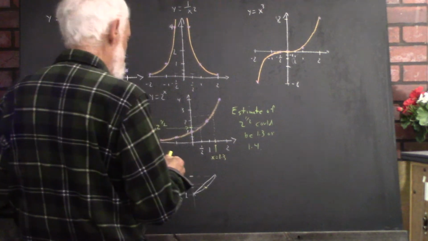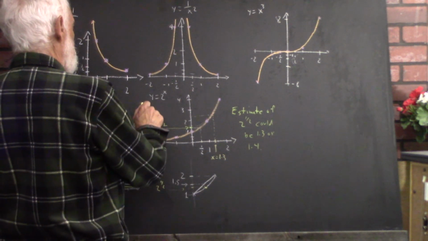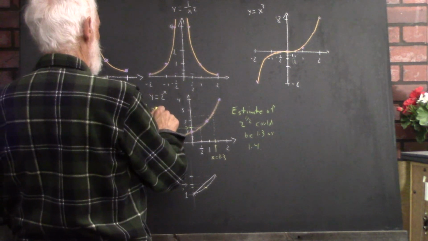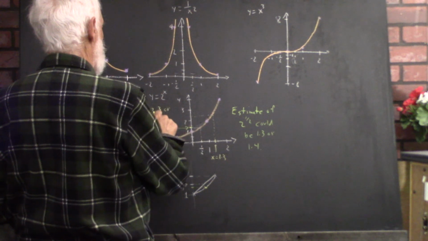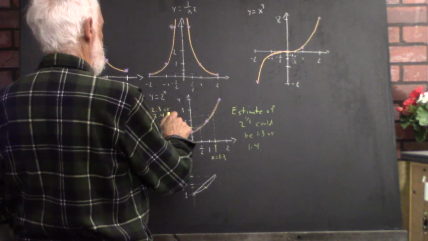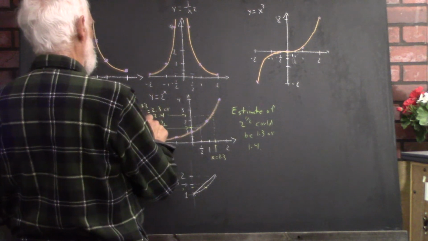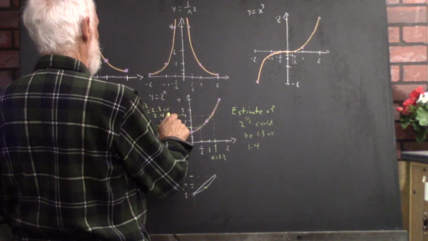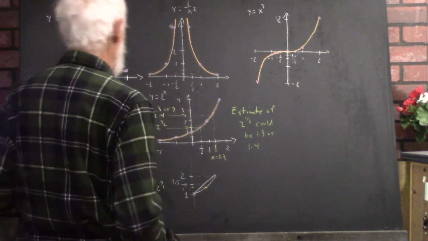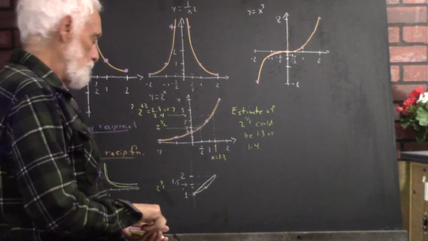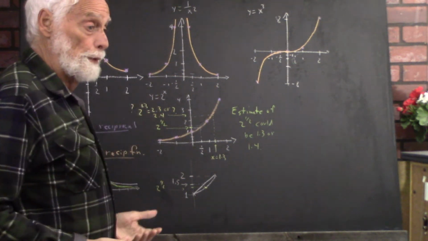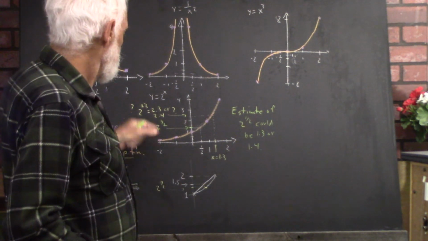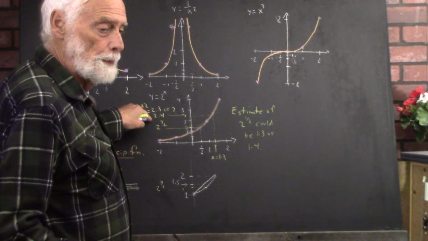So I could say, okay, 2 to the 1.3 equals 2.3 or 2.4. Put a question mark before that and after that. Of course, you go to your calculator and do 2 to the 1.3 power. You probably come out with something close to 2.3 or 2.4.